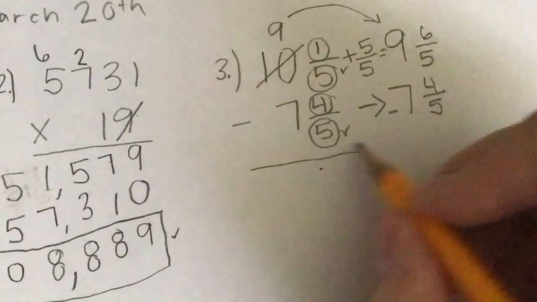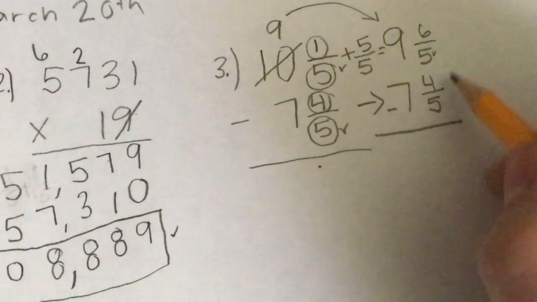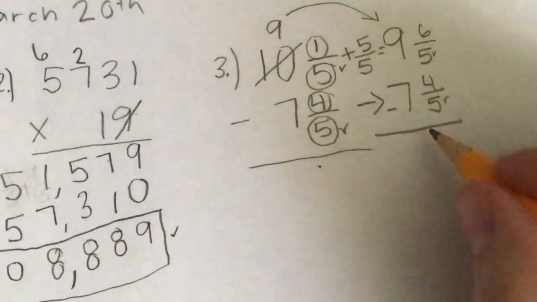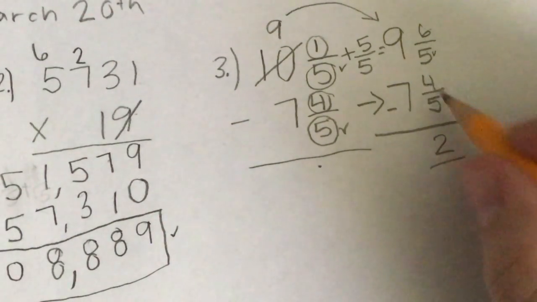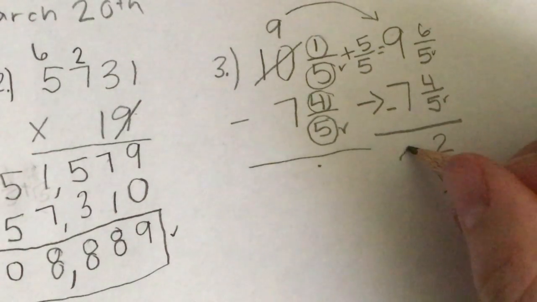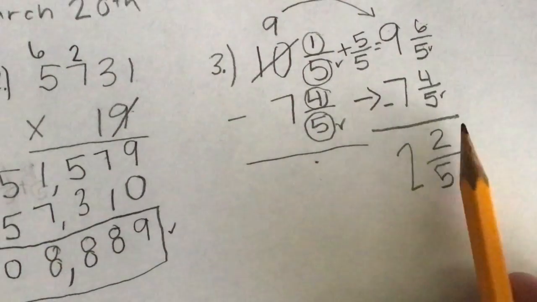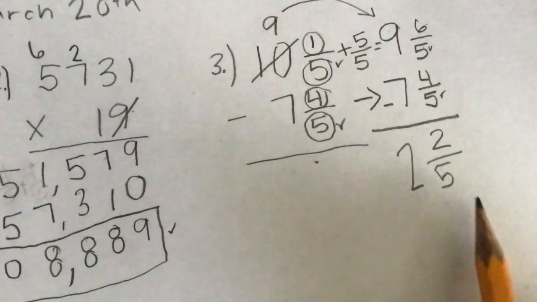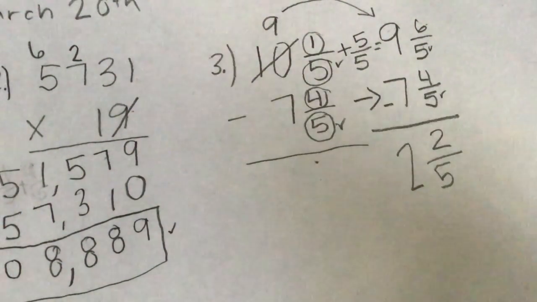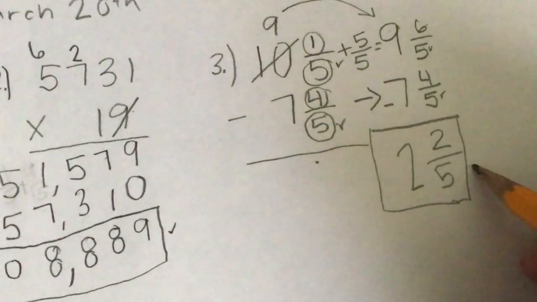It looks exactly the same as this. I just wrote it over. Check your denominators. Yep. 6 minus 4, 2. 5 stays the same. 9 minus 7 is 2. I can't simplify. Nothing goes into both 2 and 5 evenly, so this is the simplest form. And it's a proper fraction, so we're good to go.